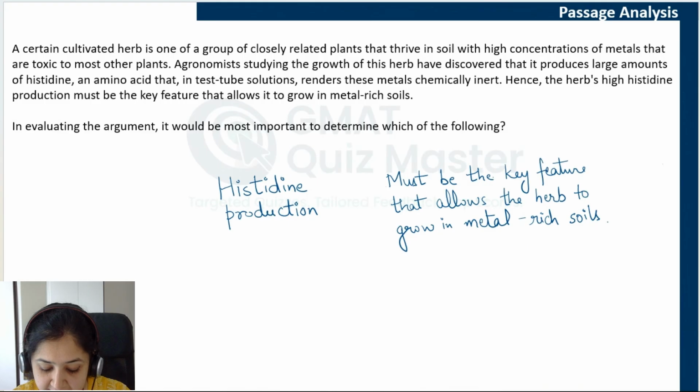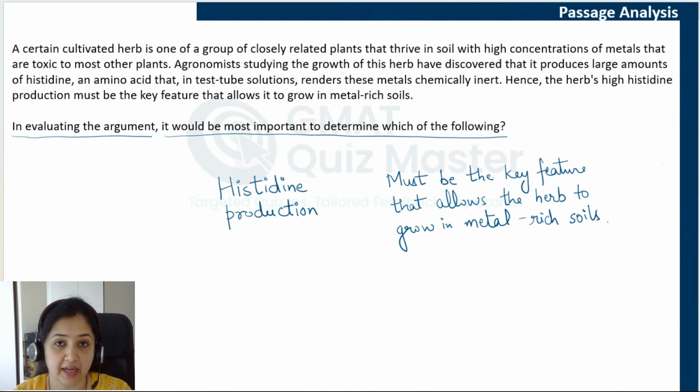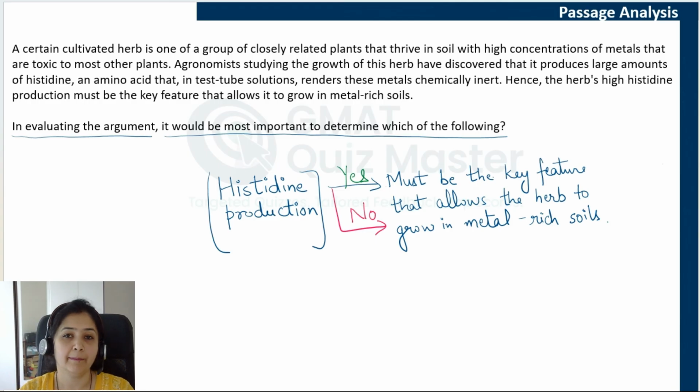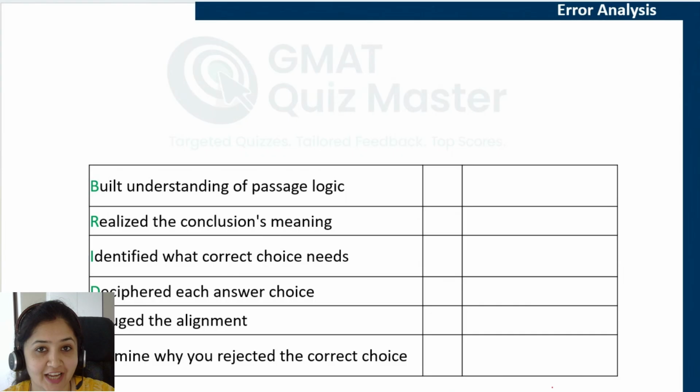The question stem says, in evaluating the argument, it would be most important to determine which of the following. So we have to evaluate the argument, we have to evaluate the conclusion. What does that mean? We have to select an answer choice that can tell us that histidine production, yes, it must be the key feature that allows the herb to grow in metal rich soil, or no, histidine production might not be the key feature that allows this herb to grow in metal rich soil. We have to find an answer choice that can strengthen the conclusion at one extreme and weaken the conclusion on the other extreme. Let's update our bridge table.